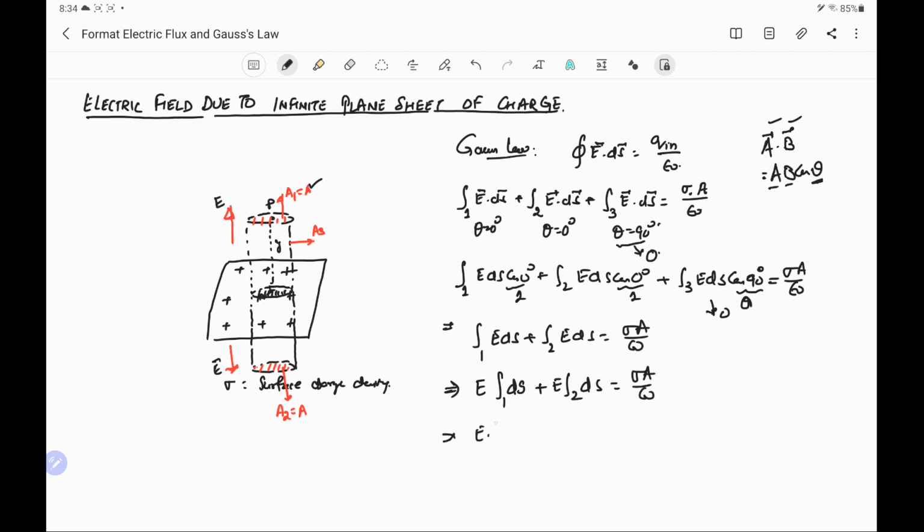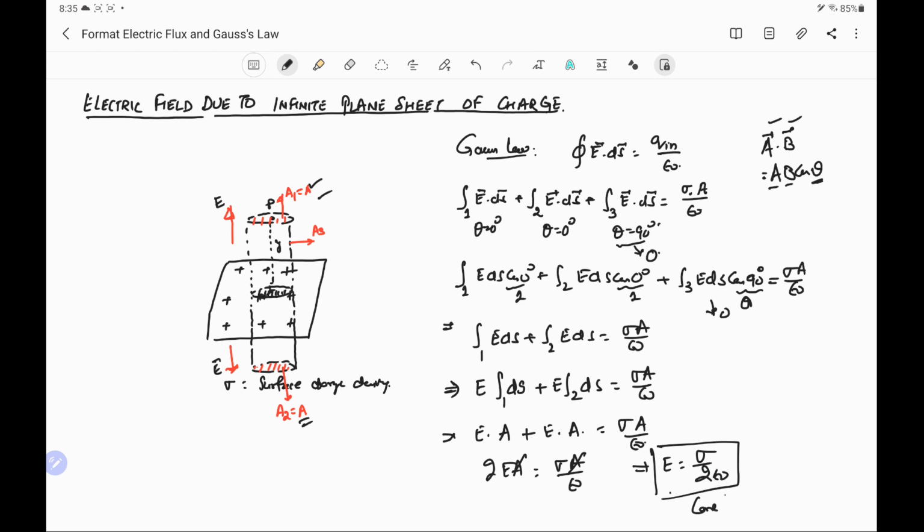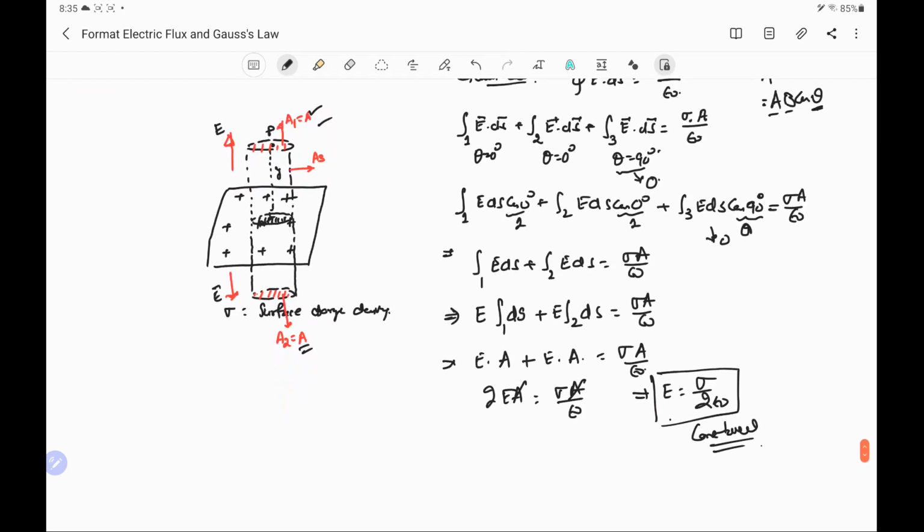This implies E into A, since the upper surface area is A, plus E into A, since the bottom surface area is also A, equals sigma A by epsilon naught. So 2EA equals sigma A by epsilon naught. A and A will cancel, so E is equal to sigma by 2 epsilon naught. This is the electric field due to a plane sheet at a point P, and here we see that this electric field is constant in magnitude. It is independent of the distance of the point.